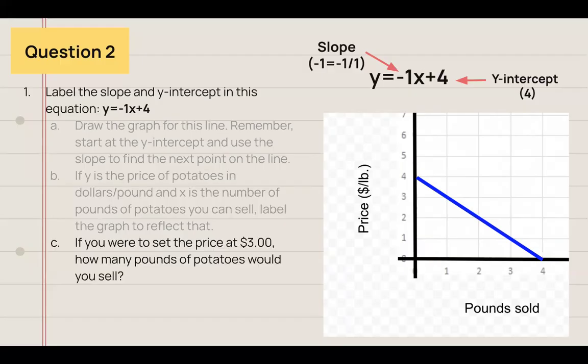Our next question is, if you were to set the price at $3, how many pounds of potatoes would you sell? So to answer this question, we're going to look at where our line goes through the 3 as a y value. So that's right here. And then we go down from that to the x-axis to find it's 1 pound. So at $3, we're going to sell 1 pound of potatoes.